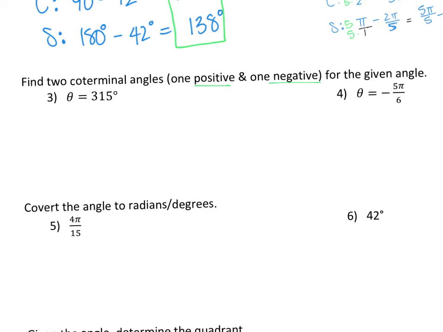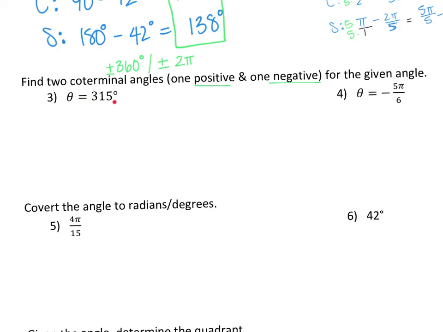So just as a reminder, if you want something that's coterminal, you have to add 360, or you can subtract 360. But if you have something in radians, you have to either add 2 pi or subtract 2 pi. So we always use 360 or 2 pi because we want to go one full circle around the unit circle, or one revolution is what we call it.